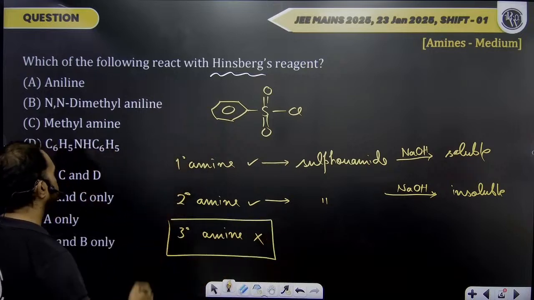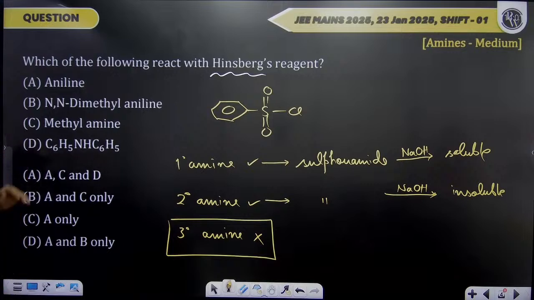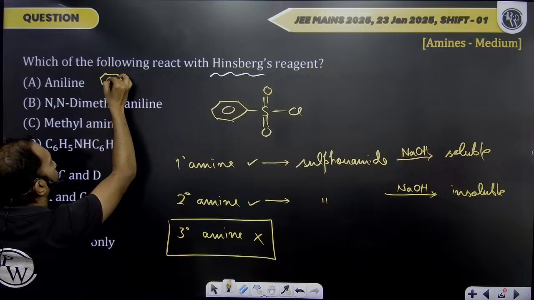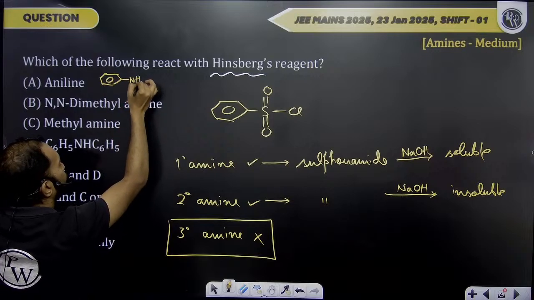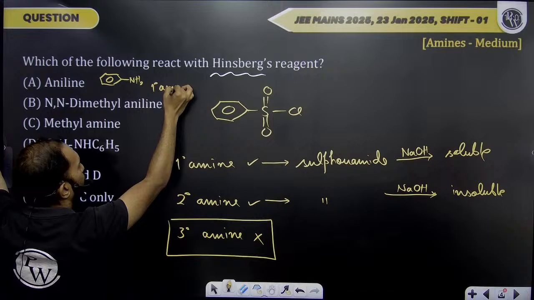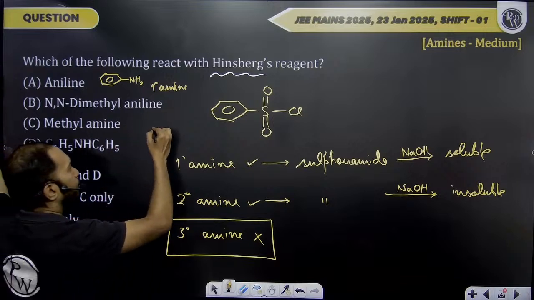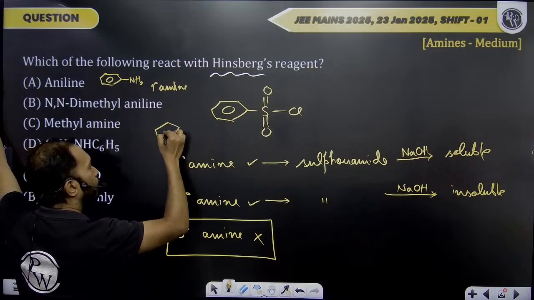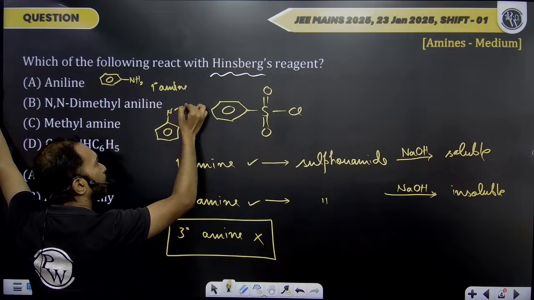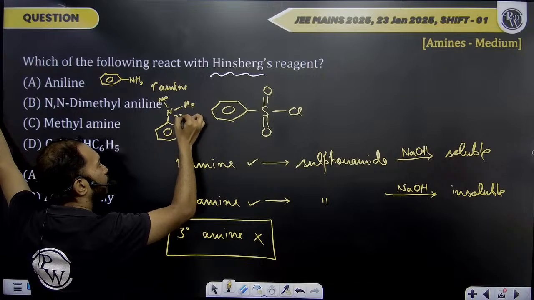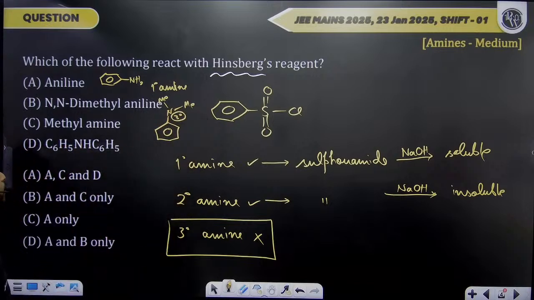Now look at the options. First option is aniline. Aniline is what? Benzene, and at the top of that benzene, NH2. So it is a 1-degree amine basically, and 1-degree amine will react with Hinsberg reagent. Coming to the B option, N,N-dimethyl aniline. Once again aniline, but this time at the nitrogen atom two methyl groups are present. So this is basically a 3-degree amine. 3-degree amine does not react with Hinsberg reagent. So the answer will be B.